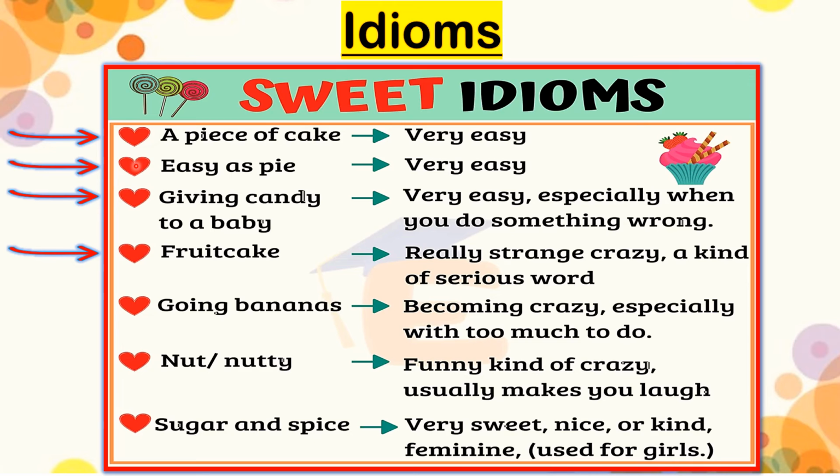Fruitcake, really strange, crazy, a kind of serious word. Going bananas, becoming crazy, especially with too much to do. Nuts or nutty, funny kind of crazy, usually makes you laugh. And the last one that we have is sugar and spice. Very sweet, nice or kind, feminine. It's usually used for girls.